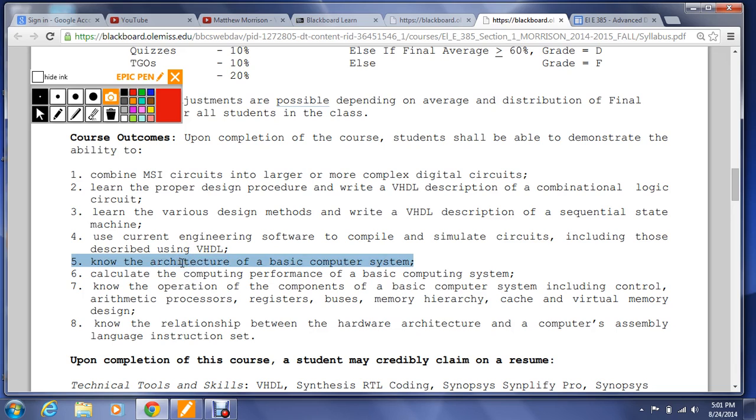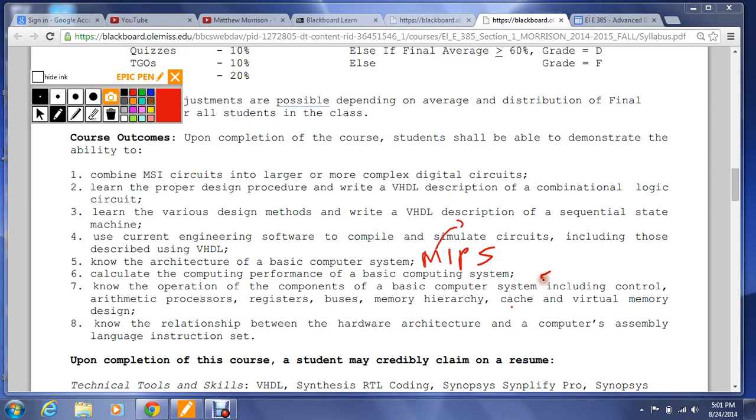Know the architecture of a basic computer system, and the one we'll be learning in this course is called MIPS, which was designed by Patterson and Hennessy. This is multiprocessing without interlocked pipeline stages, and we'll be going over that in more detail in the course. Calculate the computing performance of a basic computing system, how fast it works, how 2 gigahertz translates into the actual speed of the computing. Know the operation of the basic computer system, including control, arithmetic processors, registers, buses, memory hierarchy, cache and virtual memory design. And finally, know the relationship between hardware architecture and a computer's assembly language instruction set.